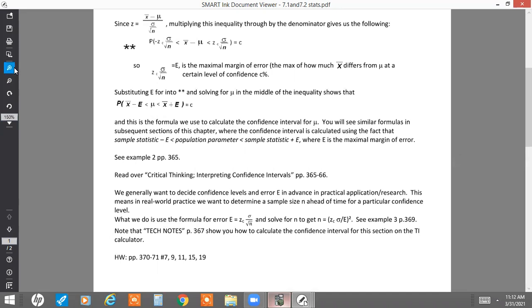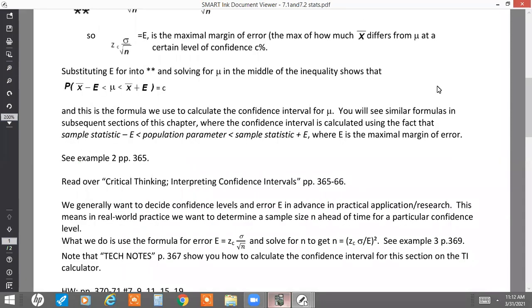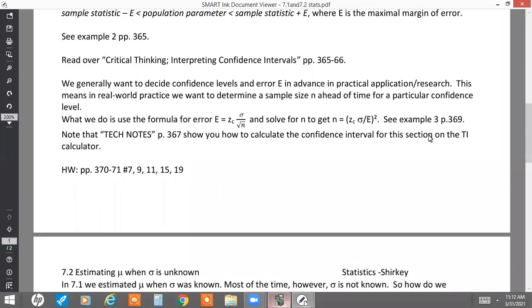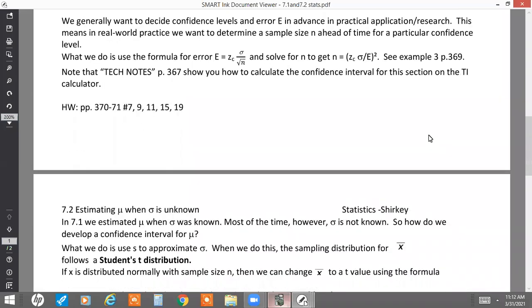All right. Now we're down here. So we generally want to decide confidence levels and the error E in advance. If you're doing some kind of practical or research application, like what size sample do you need, right? So here's how we find the sample size.